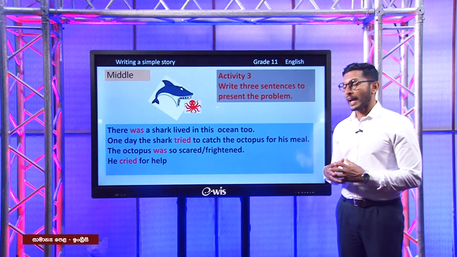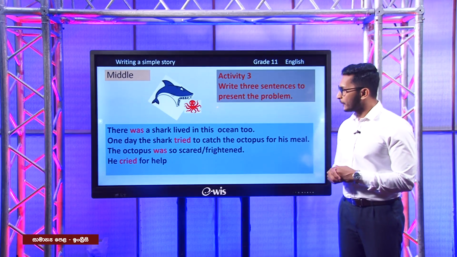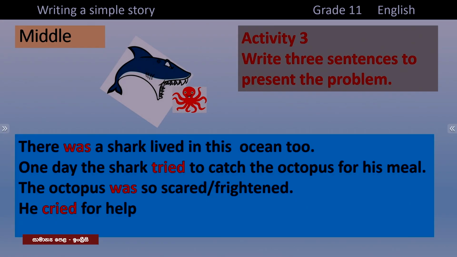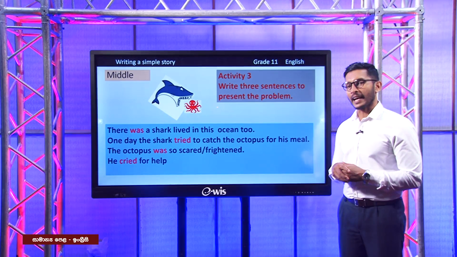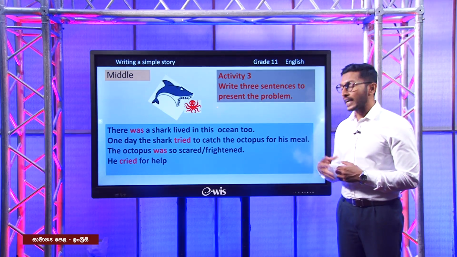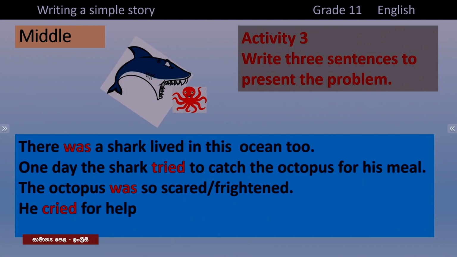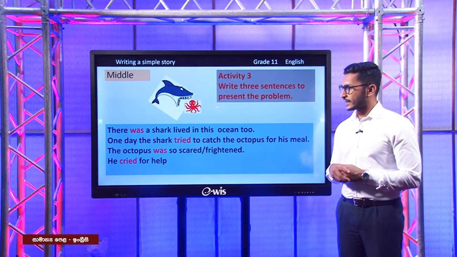Now, let us see what I have written here. There was a shark lived in this ocean too. So, I have introduced the third character here. I have used the simple structure there was. And then in the second sentence, I present the problem. One day, the shark tried to catch the octopus for his meal. And then in the third line, I am going to present the reaction of the octopus. The octopus was so scared or frightened. Here again, I have highlighted the verb there, that is in the past tense. So, I have used the verbs was, tried, and cried.